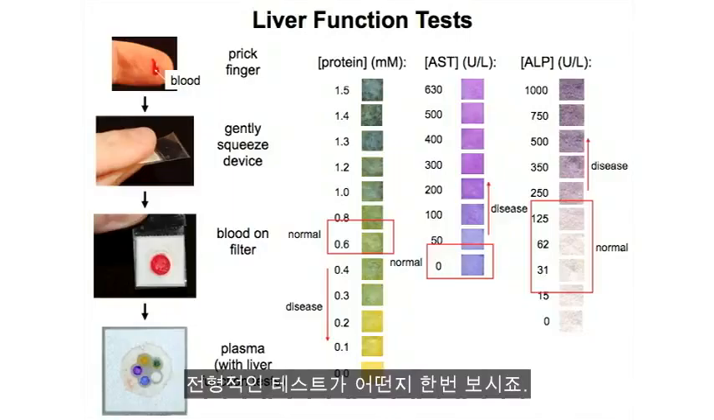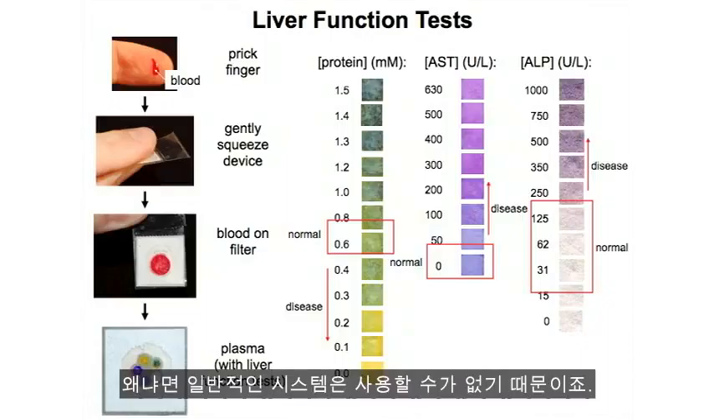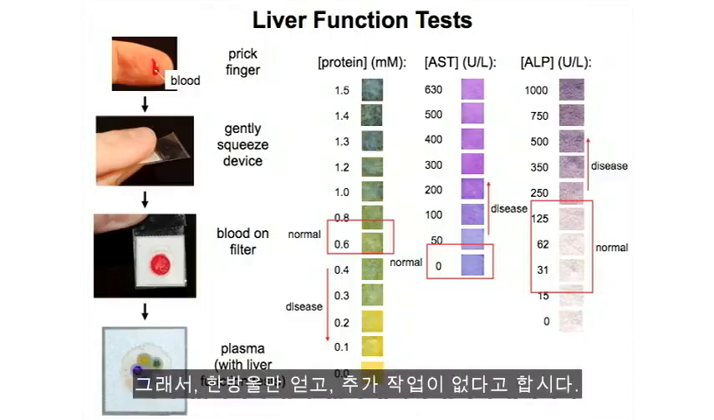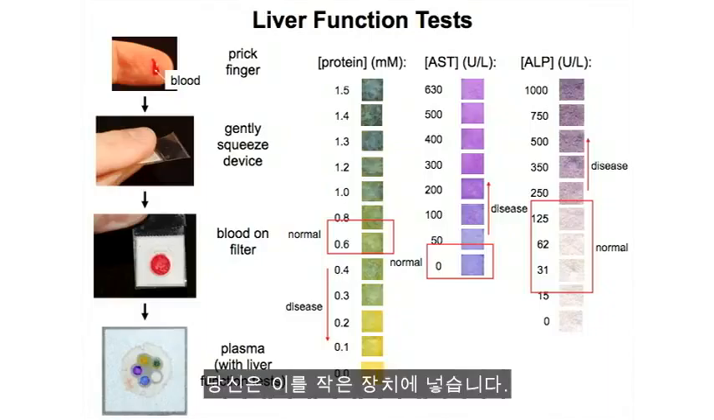Now, take a look at what a typical test looks like. Prick a finger, you get some blood, about 50 microliters. That's about all you're going to get, because you can't use the usual sort of systems. You can't manipulate it very well, although I'll show something about that in a moment. So you take the drop of blood, no further manipulations, you put it on a little device.